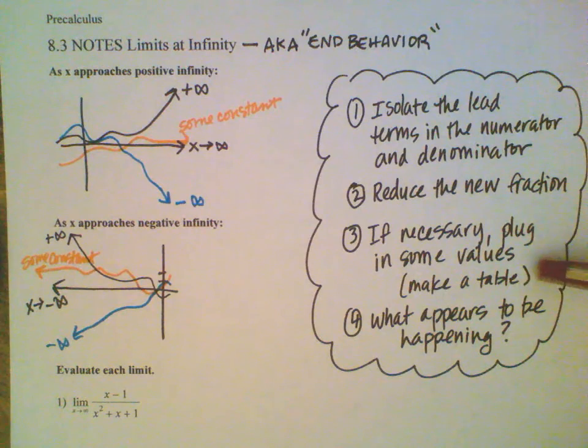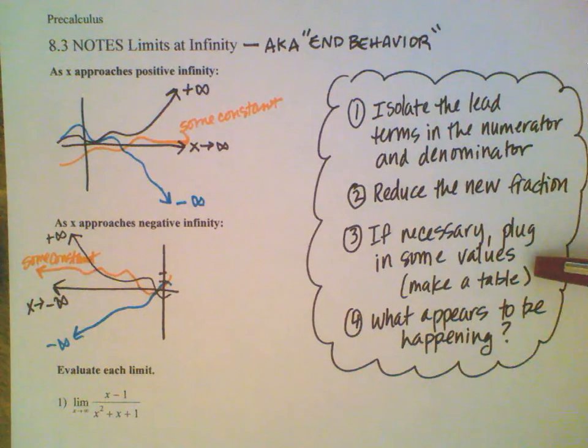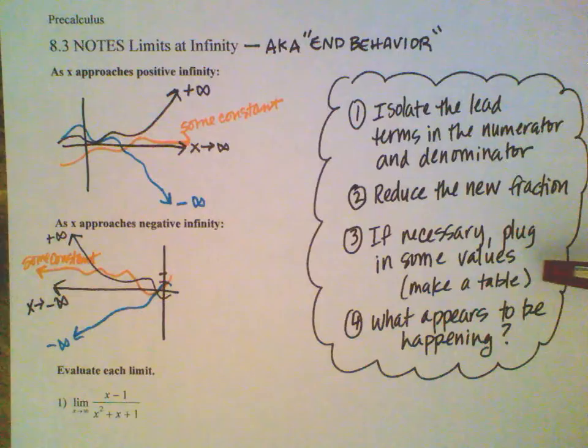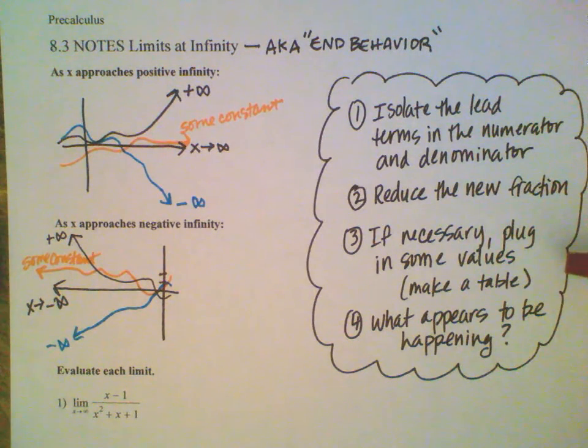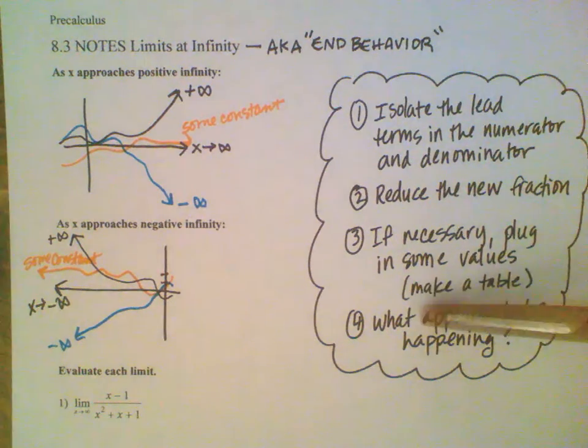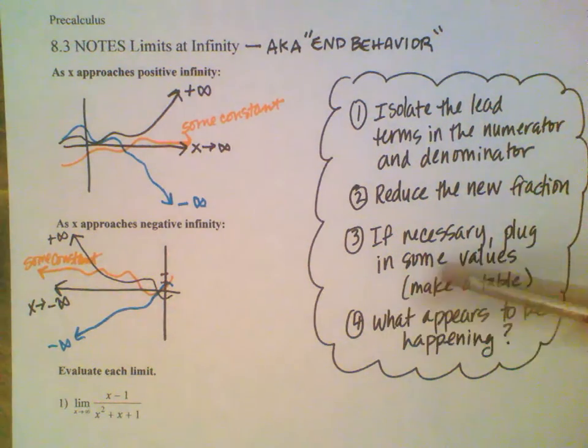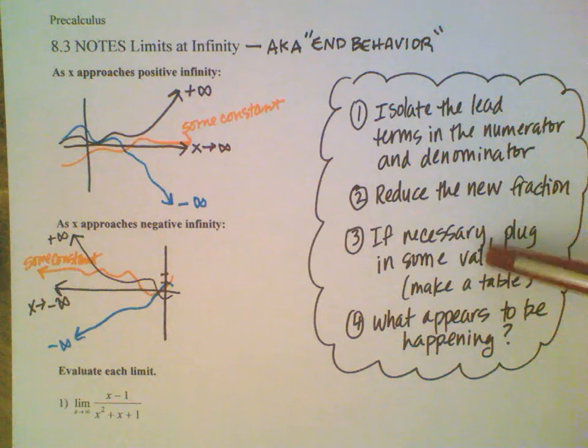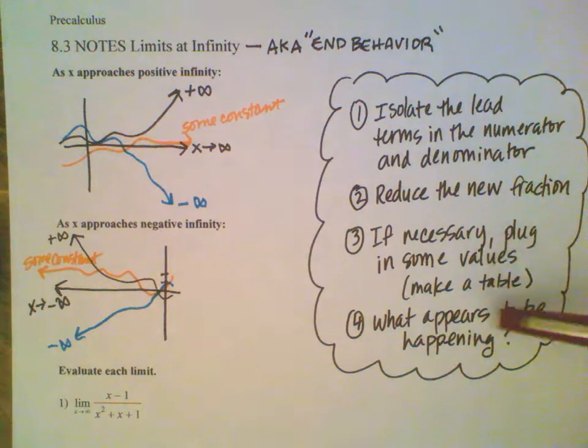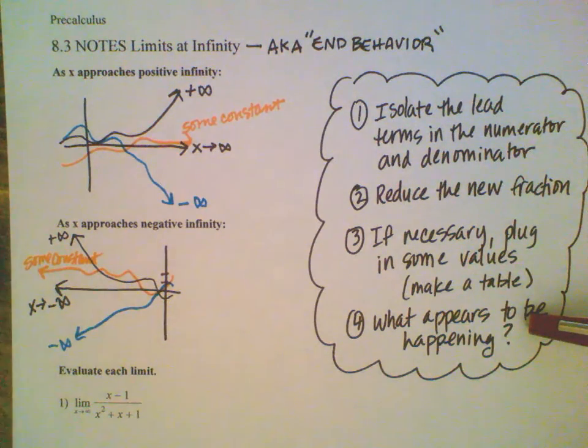And then if necessary, and I say if necessary because I'm going to be showing you some shortcuts or things to look at, we're going to see some patterns. But if necessary, plug in some values. When I say plug in some values, if I'm going to positive infinity, plug in numbers that are getting bigger. I don't get real creative. I plug in 100, 1,000, 10,000. If I still can't find the pattern, then I'll plug in 1,000,000. And then I look for patterns. If it's negative infinity, it's negative 100, negative 1,000, and look for the pattern. And I find out what appears to be happening.